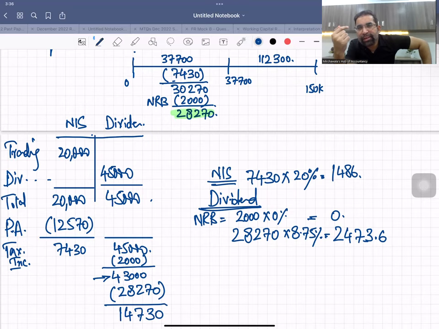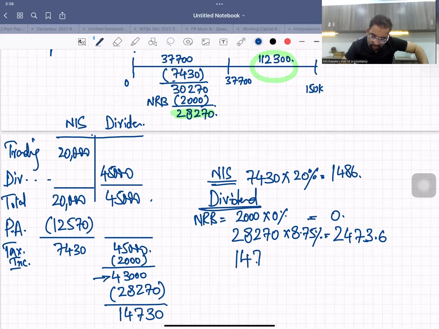And now you have to go in the second band. The capacity of second band is 112,300. So what you will do, this income is 14,730. It can easily come in the second band because you have a capacity of 112,300, and this income is only 14,730. So this income will easily come here.